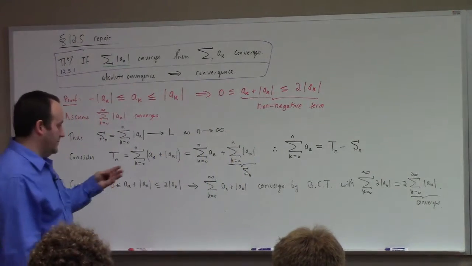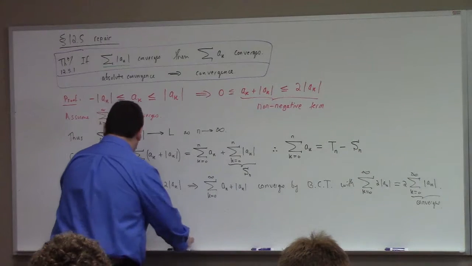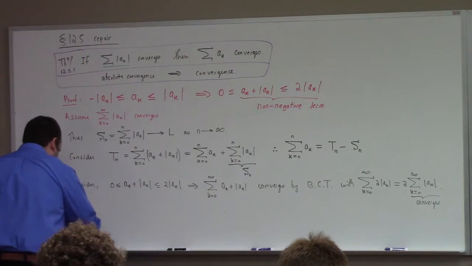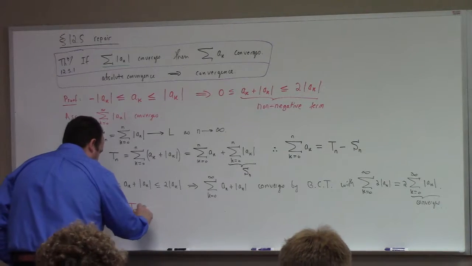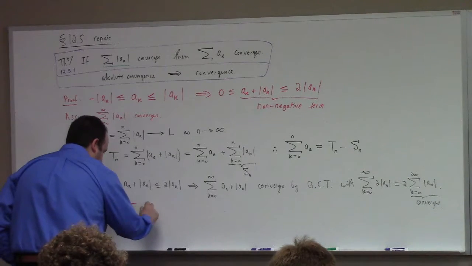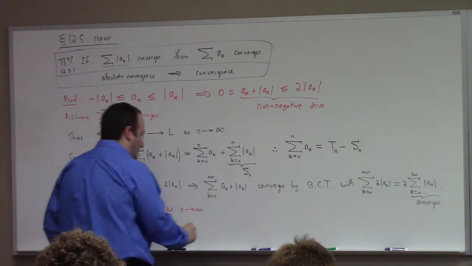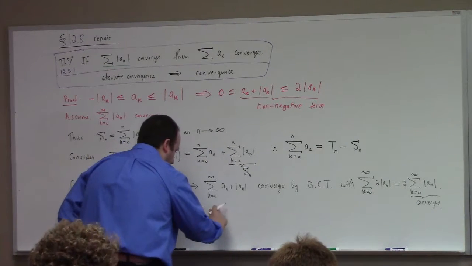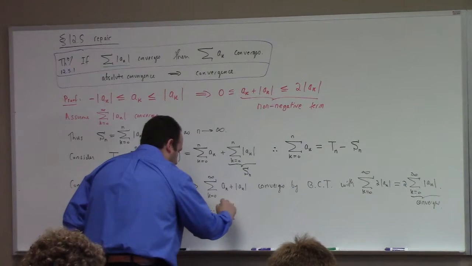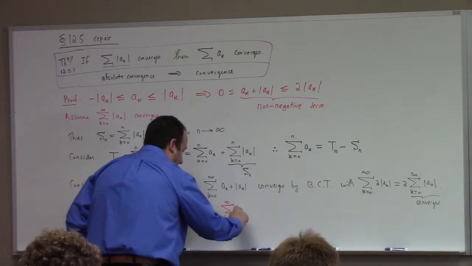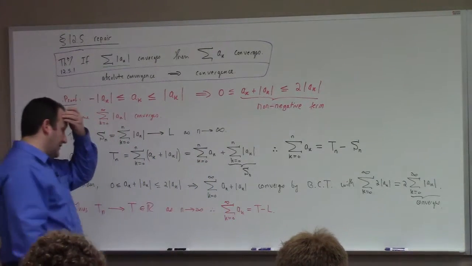So therefore, what? Thus, T sub n converges to T in the reals for some T, right? As n goes to infinity. And therefore, the sum k equals 0 to infinity of a sub k is just going to be equal to T minus L. It converges to that.